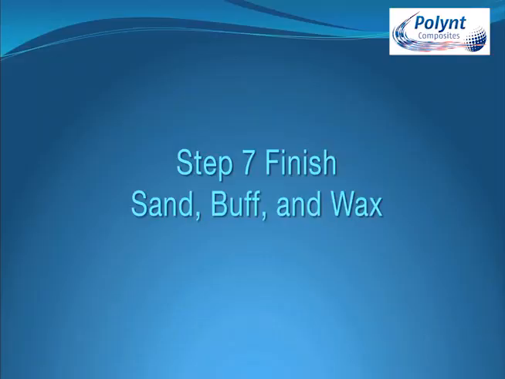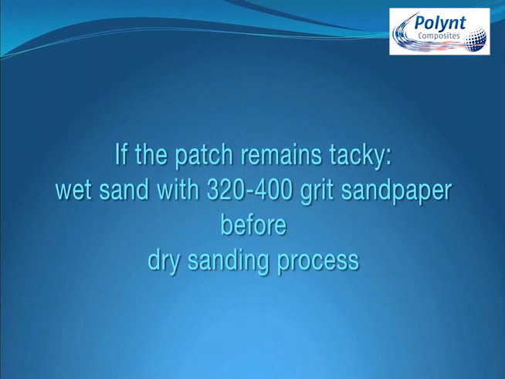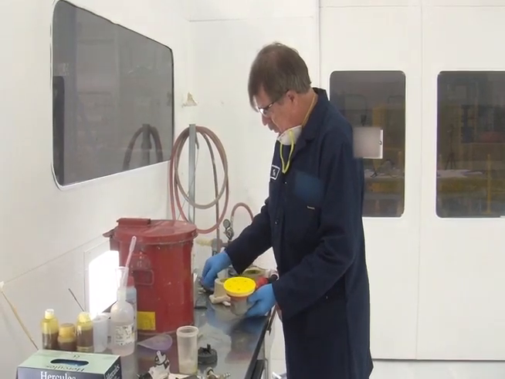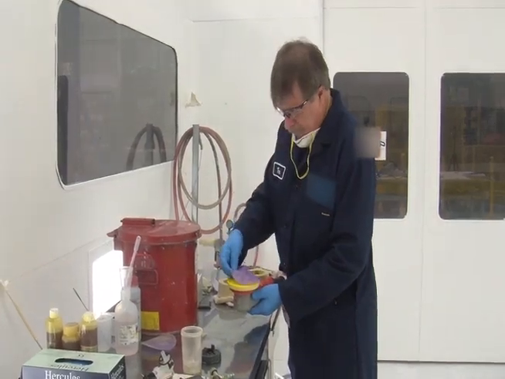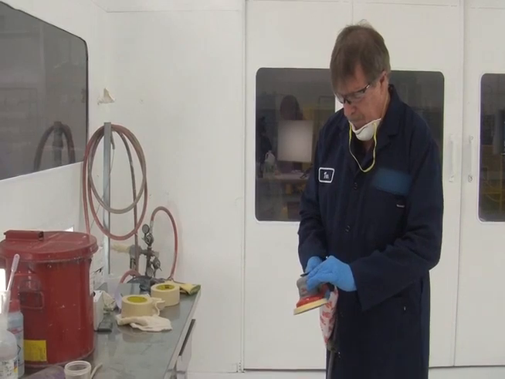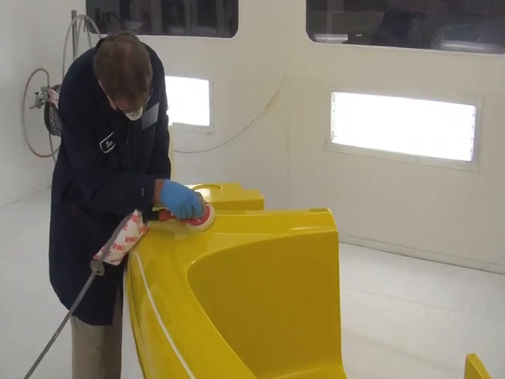Step 7. Finish, sand, buff and wax. If the patch remains tacky even after overnight cure, POLYNT suggests wet sanding with 320 or 400 grit sandpaper before starting the dry sanding process. This technique will prevent the gel coat from gumming up the sandpaper when dry sanding. Initially, sand with coarse grit sandpaper, followed by a succession of finer grit sandpapers. Increase the grit number from 400 to 1000 grit as needed.